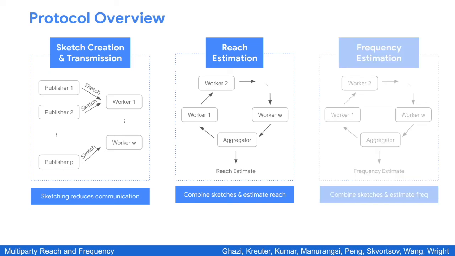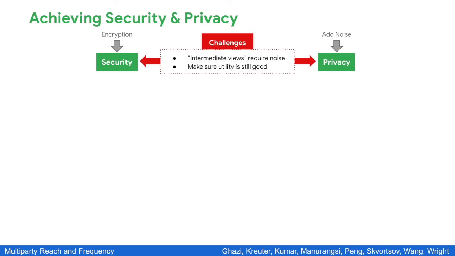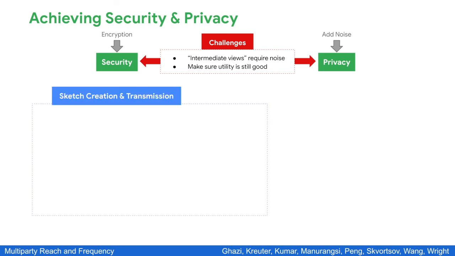Before we describe the protocol, let us recall that we would like to satisfy now both privacy and security. The latter will be achieved via encryption, and the former via adding noise. However, there will also be complications that arise in our protocol because our protocol will leak some intermediate states that will be sensitive data. And to make this data private, we have to add noise. However, we have to add this noise carefully, as otherwise we might destroy the utility of the protocol. With that in mind, let us start by describing roughly the sketch creation and transmission phase.